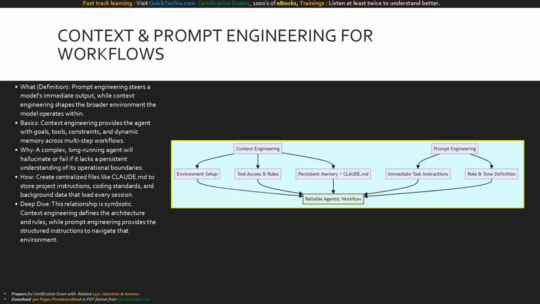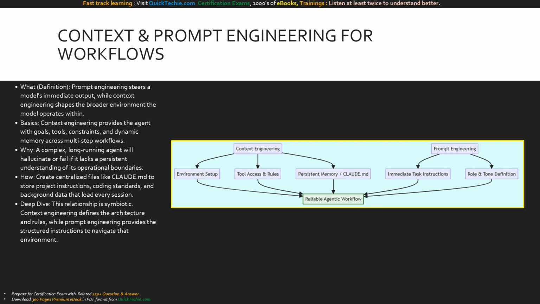As we build these automated workflows, we must differentiate context engineering from prompt engineering. What's the difference? Prompt engineering focuses on designing clear, effective instructions that steer a model's immediate output. Context engineering, by contrast, shapes the broader environment the model operates within.